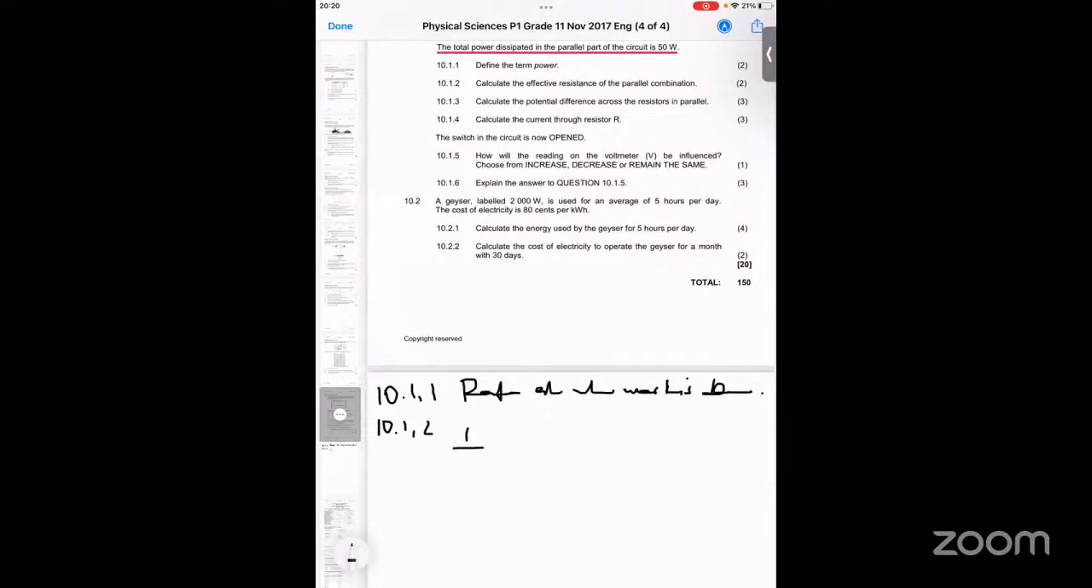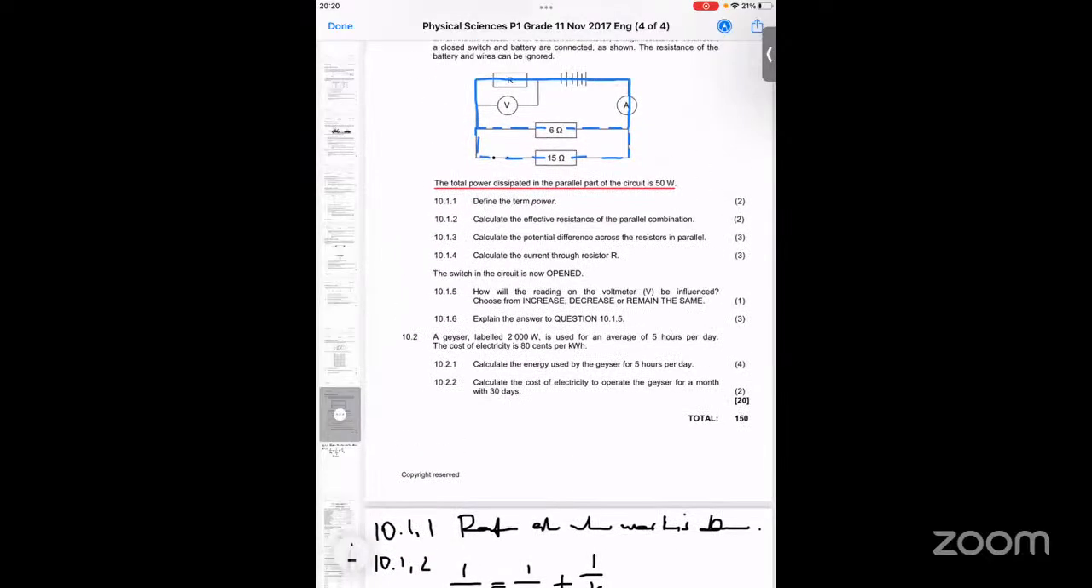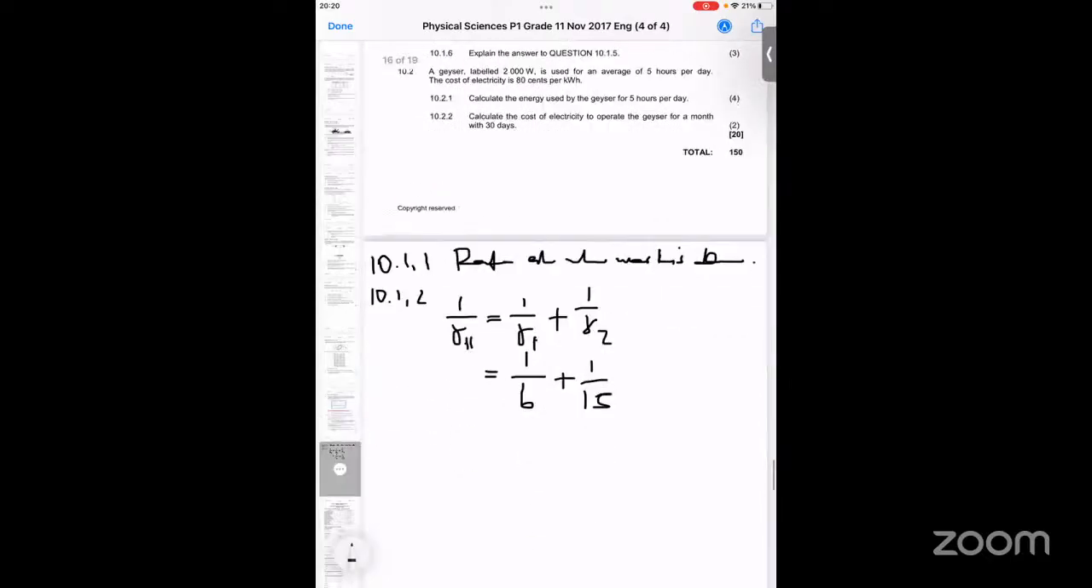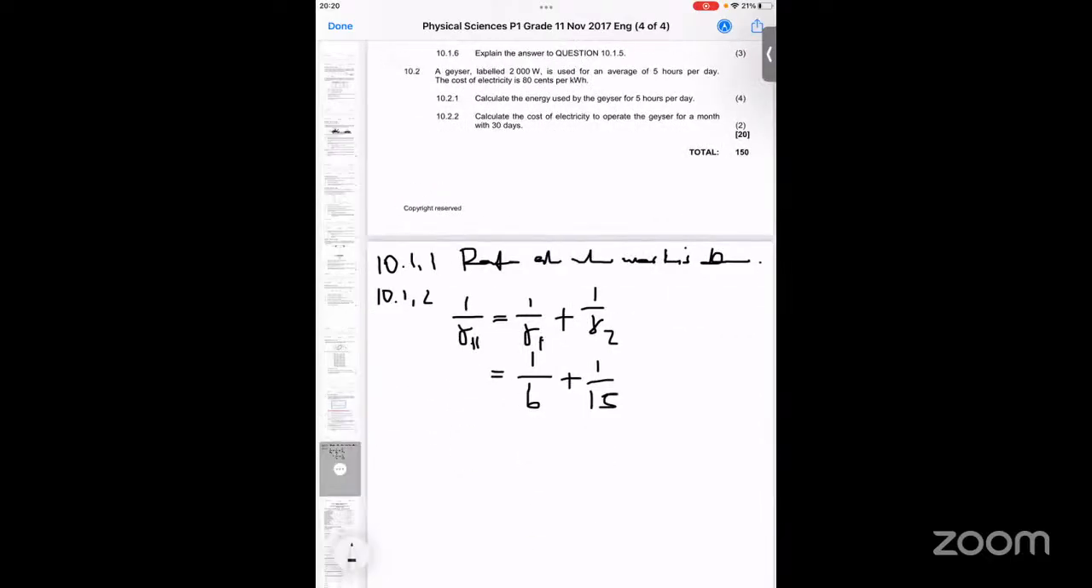The formula for calculating R parallel is 1 over R parallel equals 1 over R1 plus 1 over R2. You just substitute, you have 1 over 6 and 1 over 15. Then remember this is 1 over R parallel, so you rewrite exactly the same thing, but to the exponent minus 1. Therefore, you punch that on your calculator. What do you get when you punch that on your calculator?